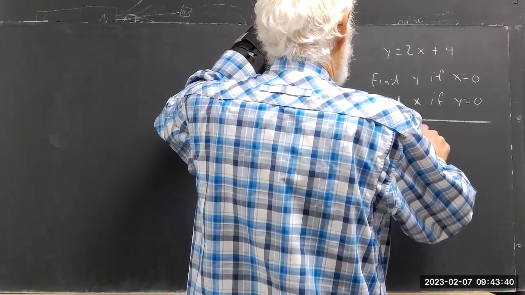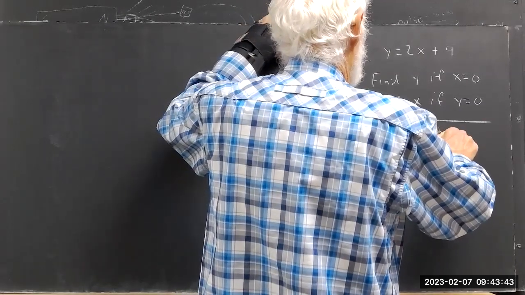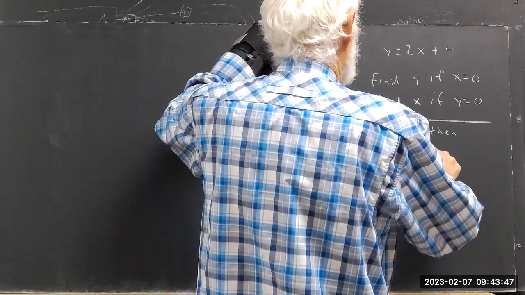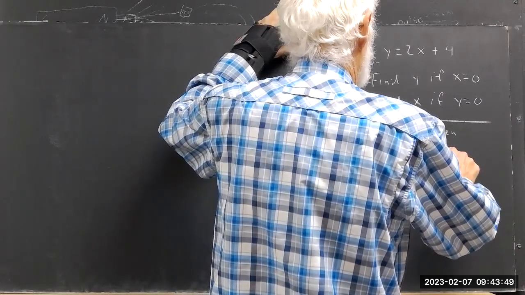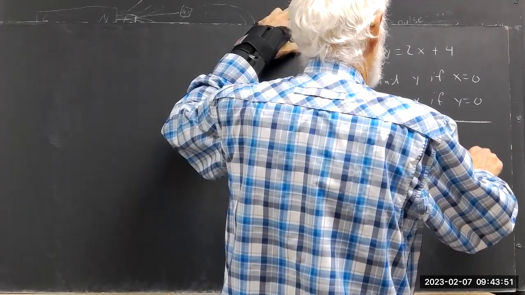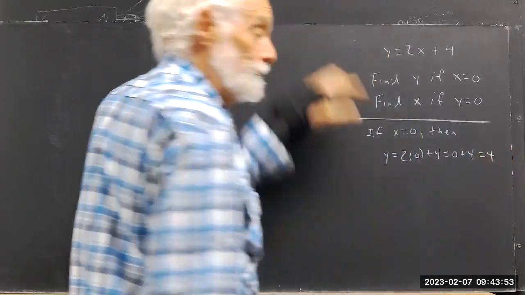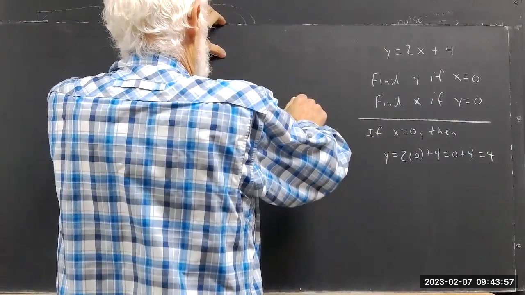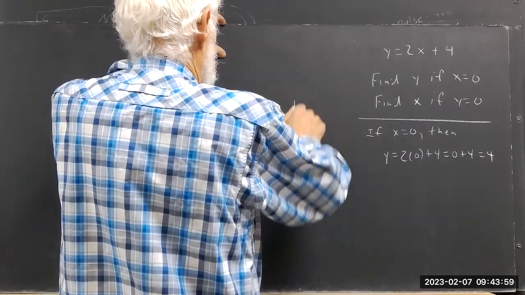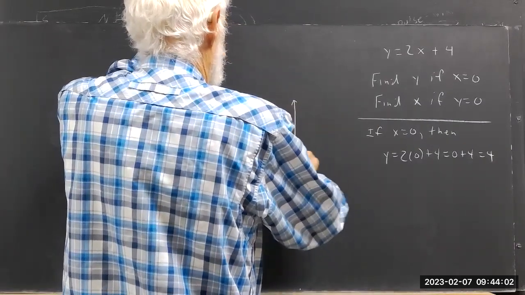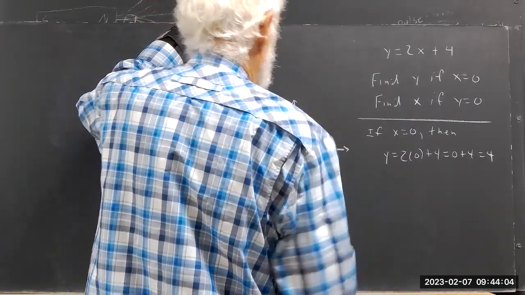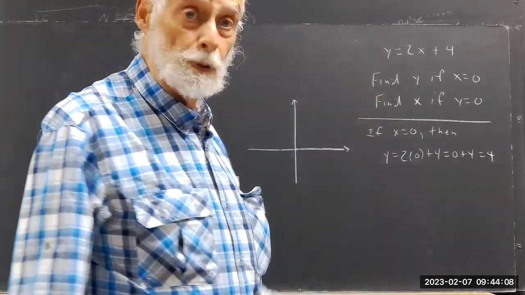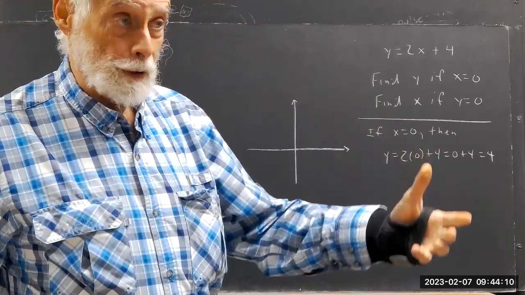So if x equals 0, then y equals 2 times 0 plus 4, which is 0 plus 4, which is 4. Okay, now what that does is that gives us a point on the graph. So I'm going to ask you in a minute to sketch a graph and show me the point where y equals 0 and x equals 4.